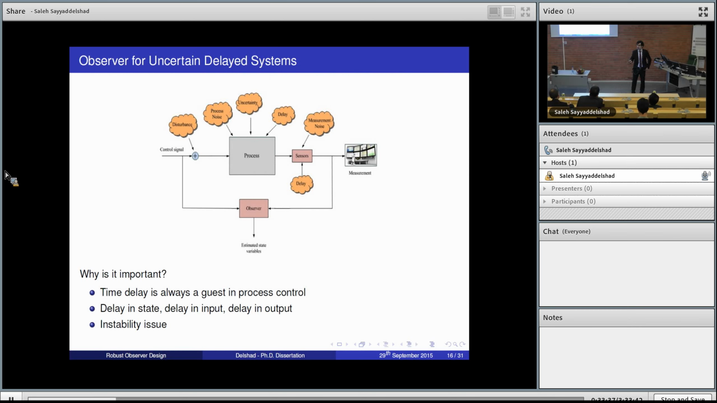So the question is, for the uncertain system and the topic that we are focusing on, robust observers. Here, for the first part of our thesis, we are looking at the uncertain delay system and how to design an observer robust against uncertainties and against process measurement noise. But you might ask why is it important to focus on the time delay? Because time delay is always a guest in our process control. Delay might happen in the state, in the input, or in the output. And delay might be a cause of instability in our system.